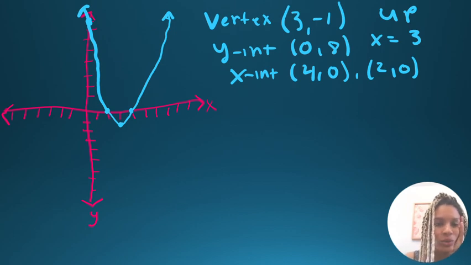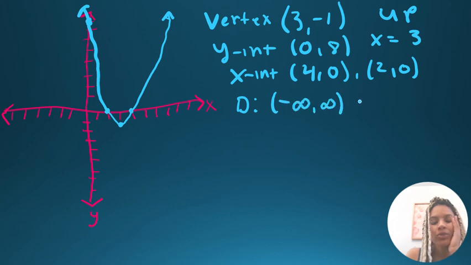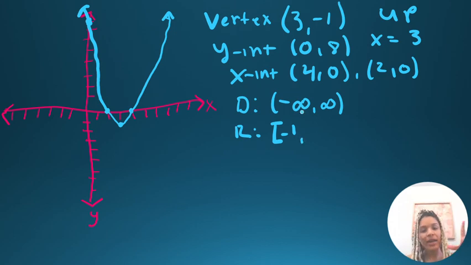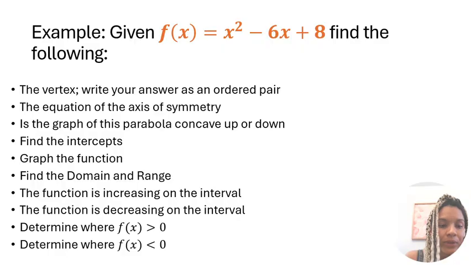Okay, next question. Find the domain and range. We know that the domain is from negative infinity to positive infinity, because it's all real numbers, expanding from the negative side to the positive side. For the range, if I go from the bottom to the top, I start touching the graph exactly at negative 1 for the y. The arrows keep going and going all the way to positive infinity.